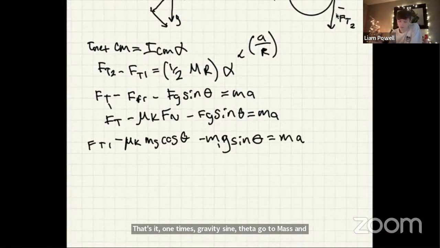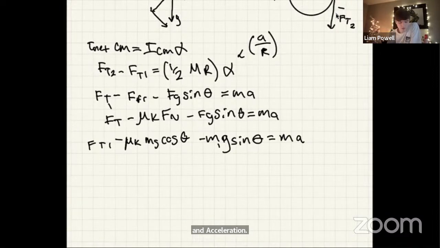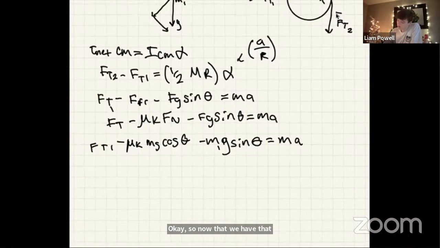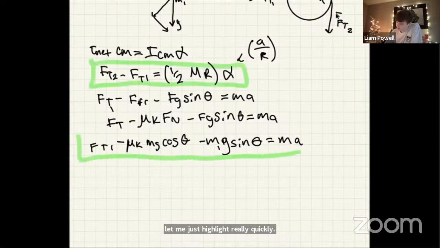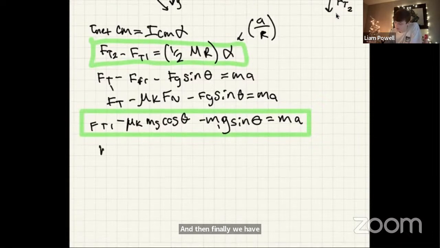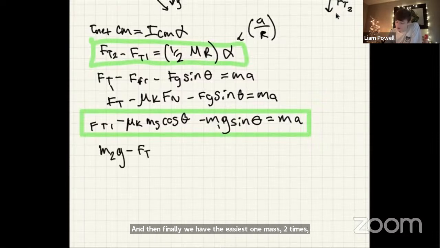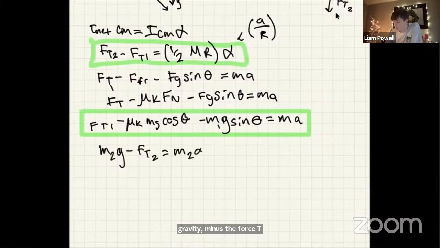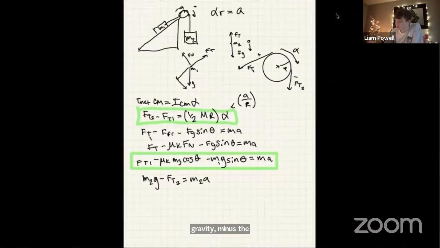Okay, so now that we have that, let me just highlight really quickly. We have this major one, and this major one. And then finally, we have the easiest one: mass 2 times gravity minus the force T2 equals mass 2 times acceleration, which is all about what's happening right there. Let's highlight that.